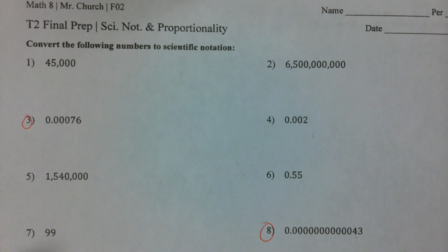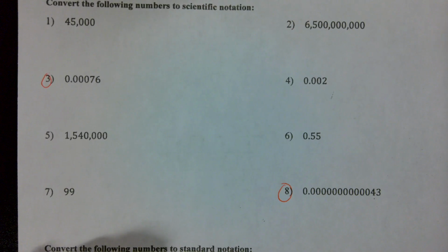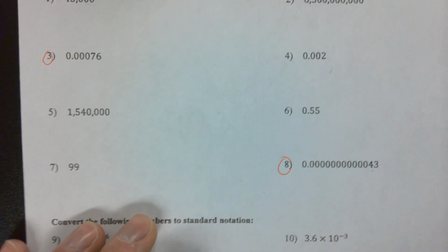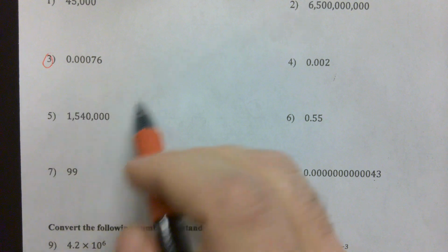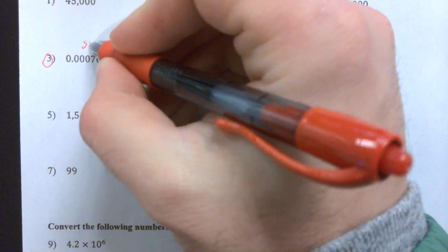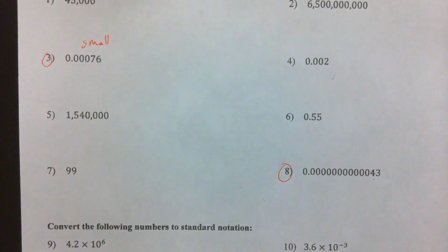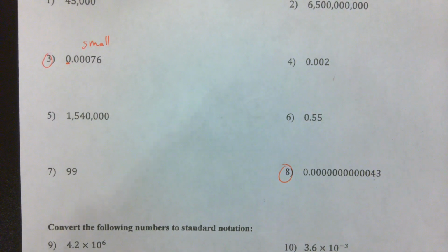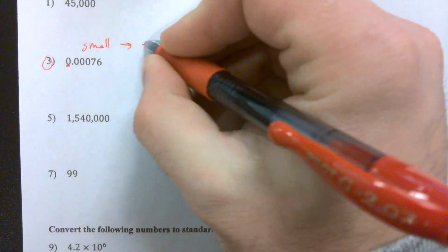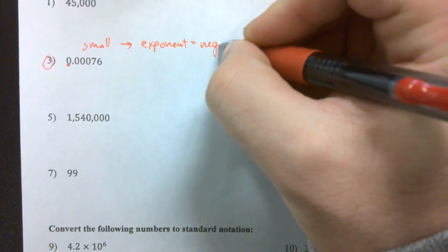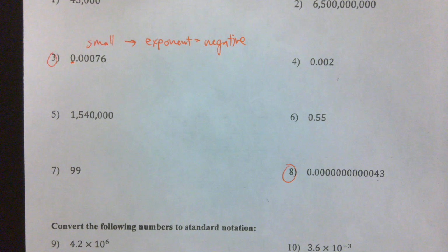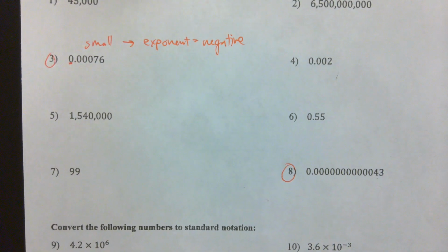with number 3. Right off the bat, we got to ask ourselves the question, is this a big number or a small number? Number 3, is that large or small? Small. How do we know that it's small? Because all those zeros are in the front. It starts with 0. This is very, very small, right? It's a decimal number. So we know that my exponent is going to be what? Negative.